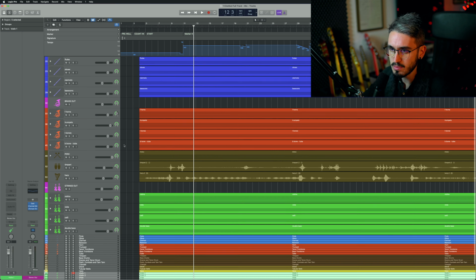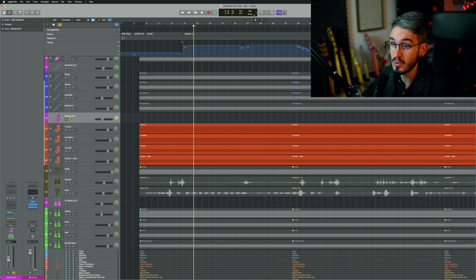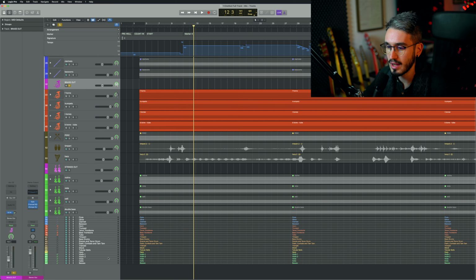I think the strings are probably the instruments to get the most amount of bleed because of where they're sitting in the orchestra, they're right in the front. But it's not too bad for these particular recordings. So let's now have a listen to the brass.